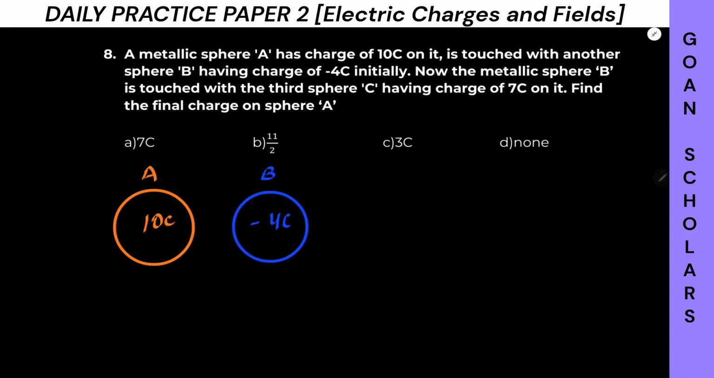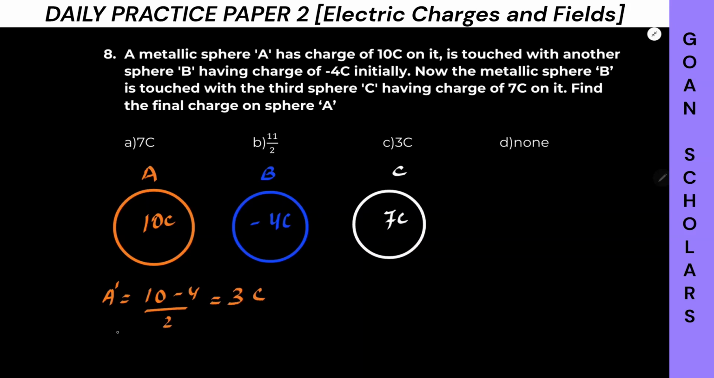Now the metallic sphere B is touched to a third sphere. So let's draw one more sphere here. This is our C, and this has a charge of 7 coulomb. Find the final charge on sphere A. So again, be very careful. They are asking the final charge on A. So the second part, when B is touched to C, has no role here, because only A and B will be affected. So A dash will be equal to 10 minus 4 whole divided by 2, which is equal to 3 coulomb, and B dash will also be 10 minus 4 whole divided by 2, which is 3 coulomb. Correct answer is option C.